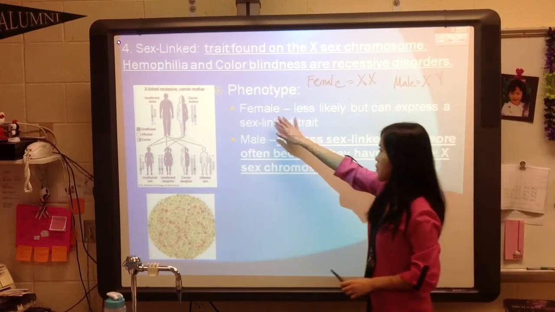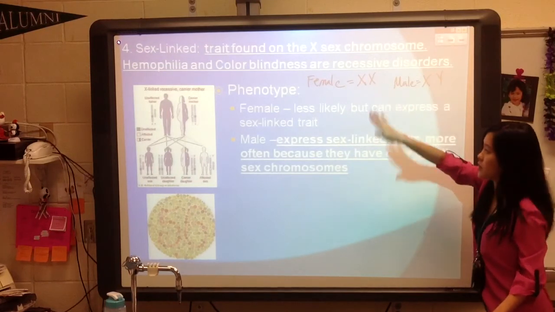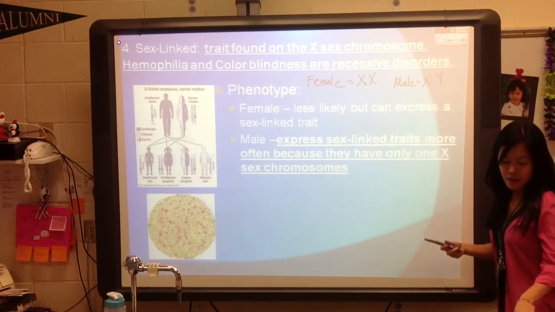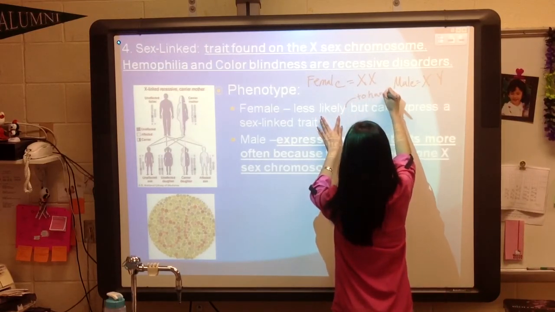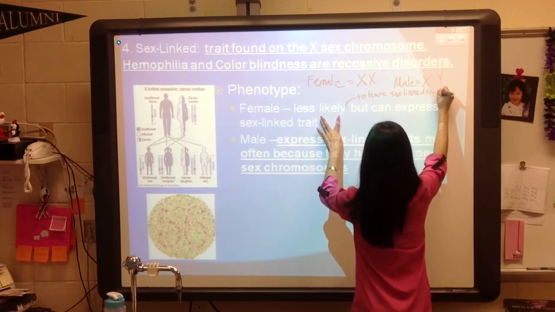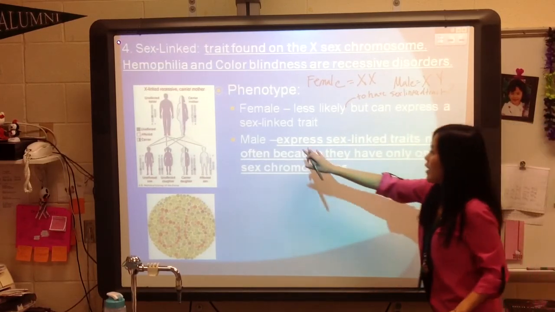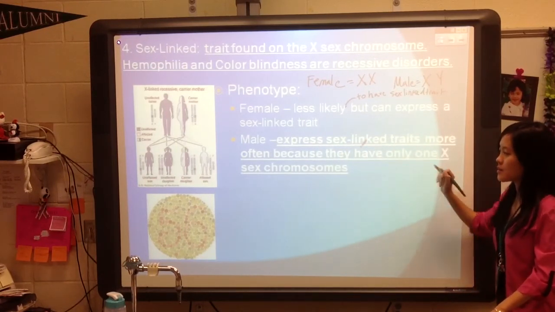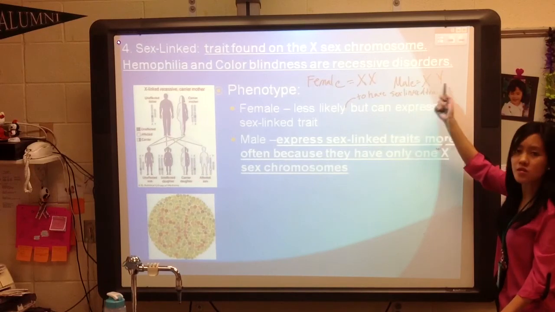So, a couple things to think about. A female is actually less likely to have a sex-linked trait, but can express a sex-linked trait. Let's add in less likely to have a sex-linked trait, but can express a sex-linked trait. For males, they express sex-linked traits more often because they have only one X sex chromosome. Notice here, males are XY.